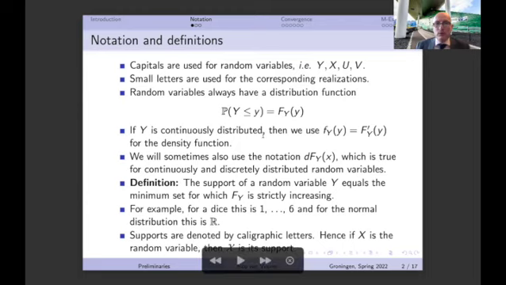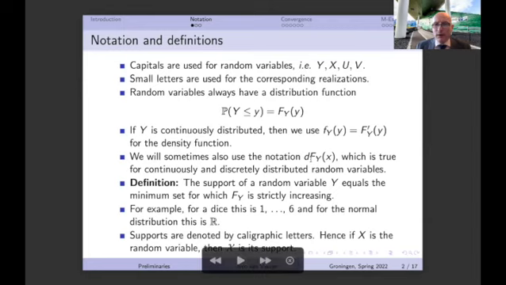Well, we know already that random variables can be either continuously or discretely distributed. At the moment that we look at a continuous distribution, then in most cases we're also going to look at the so-called density. The density, which we denote here by a little f, is nothing else than the first order derivative of the distribution function. We will sometimes use this notation, dF_Y, that we have over here. I'm pretty sure that you have already seen this before.